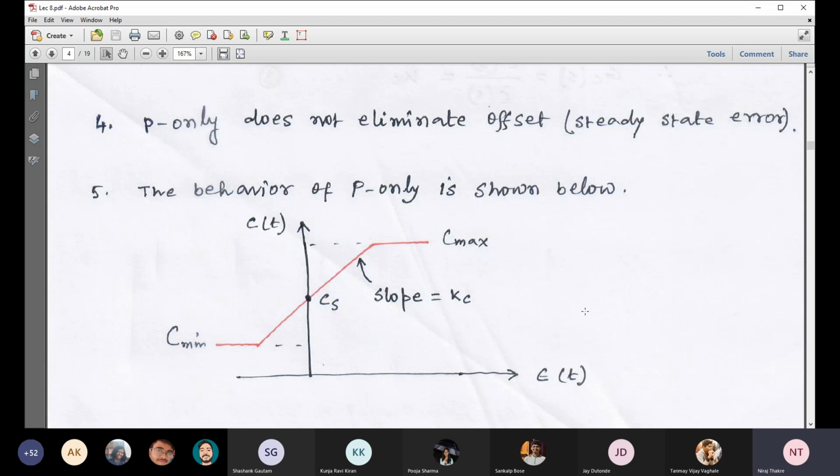Can anyone tell what is Cmax and what is Cmin in practice? Can anyone give the answer what is basically Cmax and Cmin in practice?